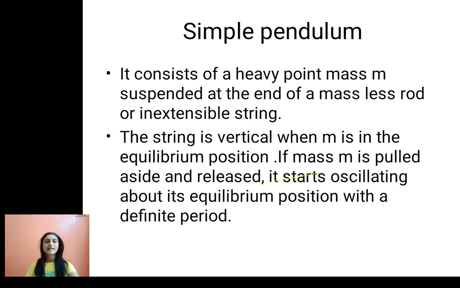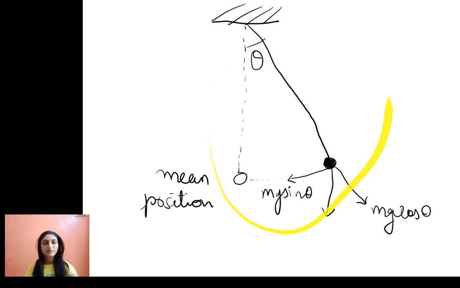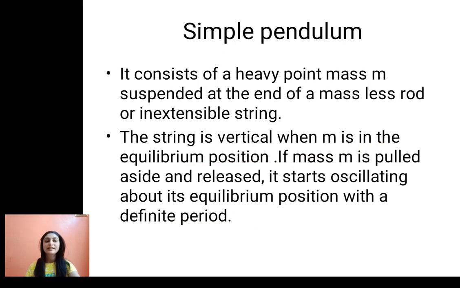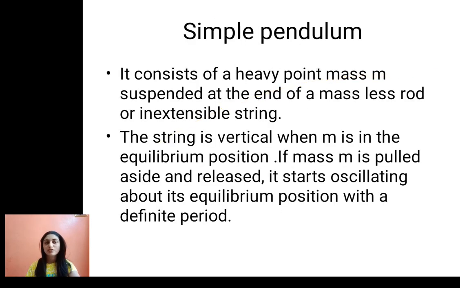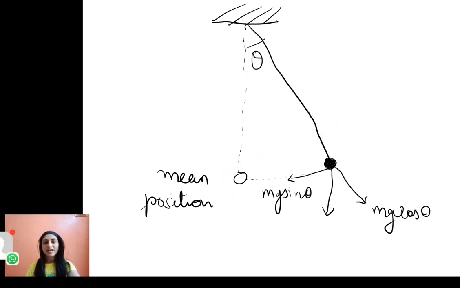Now let us take the example of a simple pendulum. This is the simple pendulum which we are talking about. It consists of a heavy point mass m, which is connected to a rigid support with an inextensible string. The string is vertical when m is in the equilibrium position. Now if m is pulled aside and released, then it will start oscillating like this.